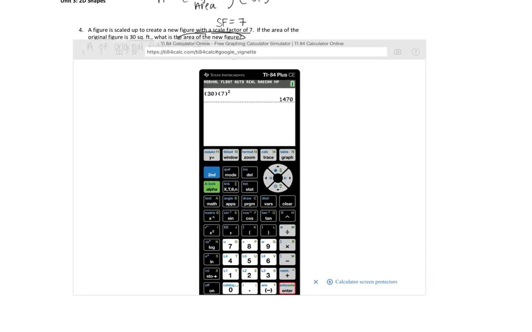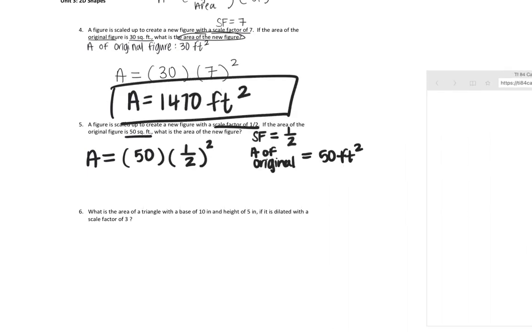So, parenthesis 50, parenthesis, and I'm gonna put in a fraction. So alpha y equals 1 over 2, and then square it exactly how you see it in your paper. And it's 25 over 2. Oops. 25 over 2. So my area equals 25 over 2. And this is still in feet squared.